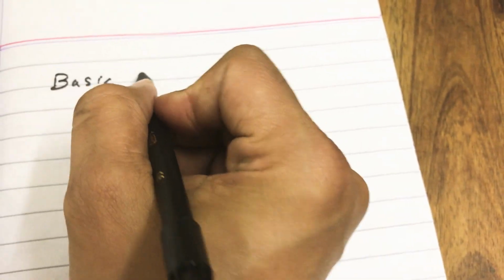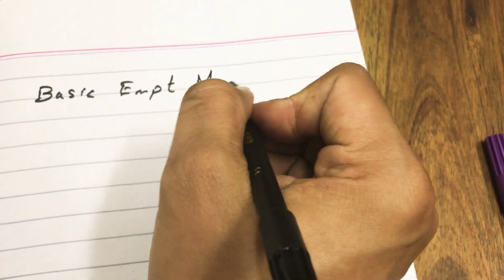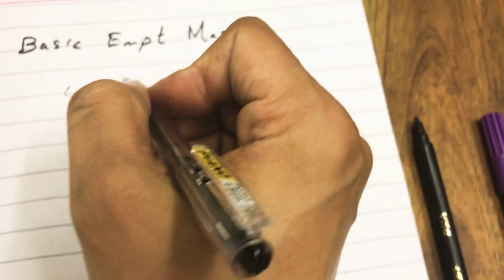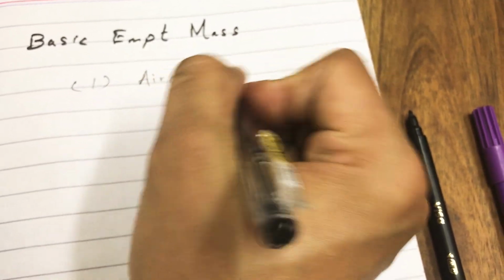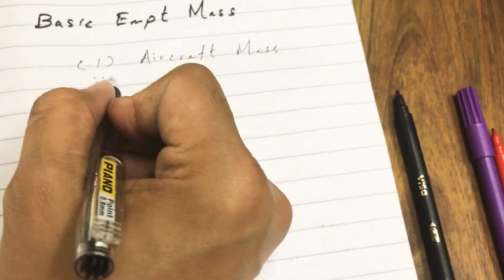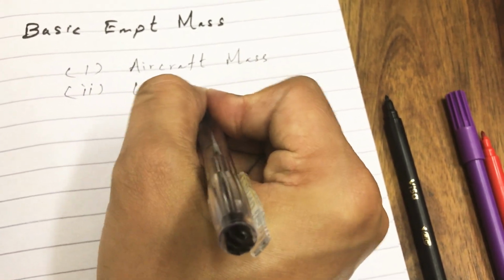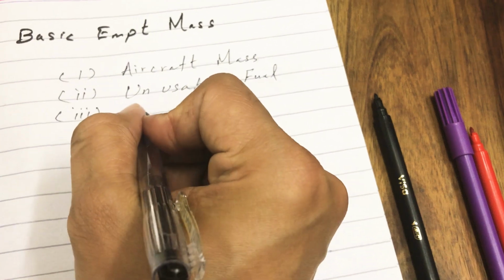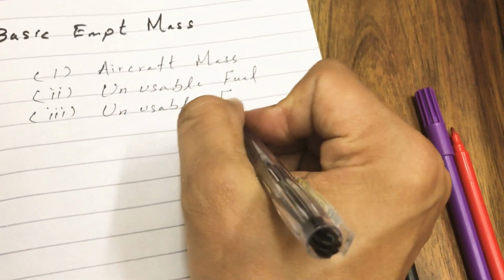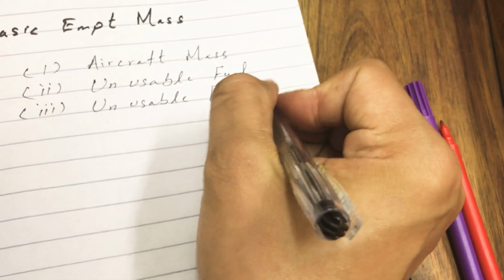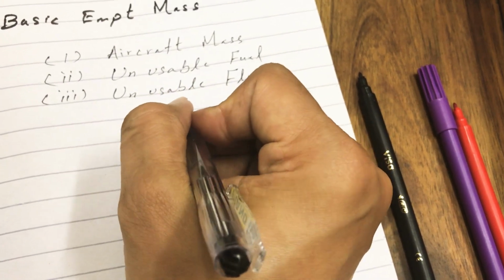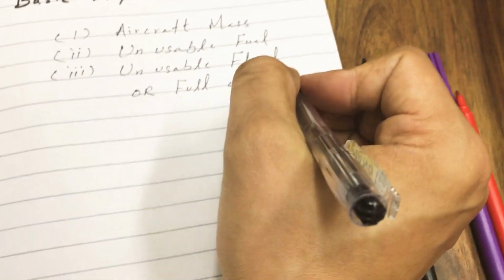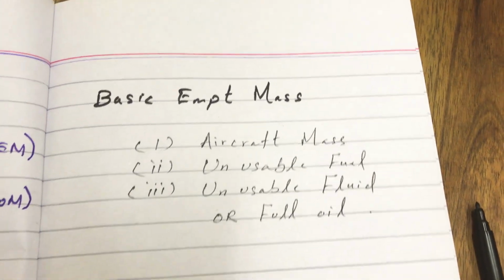What is basic empty mass? Basic empty mass includes aircraft mass, unusable fuel, and unusable fluid, or full oil. Okay, that's basic empty mass.